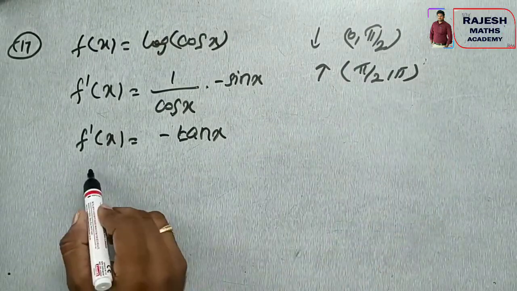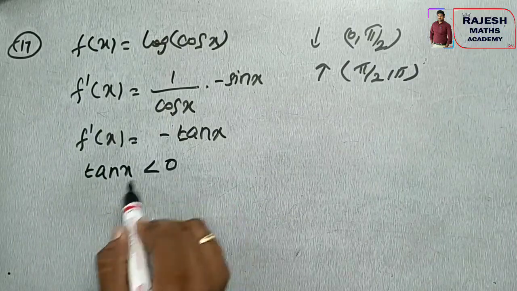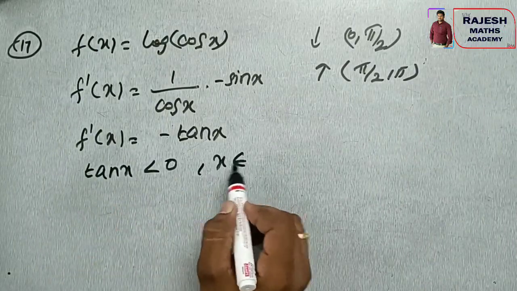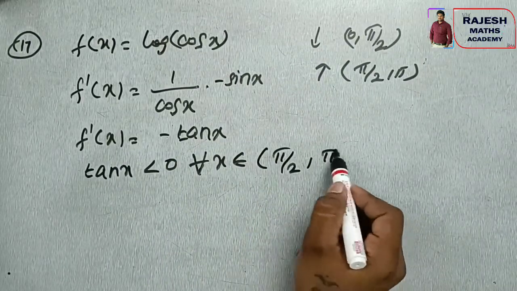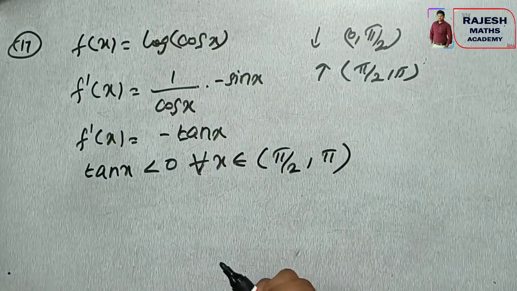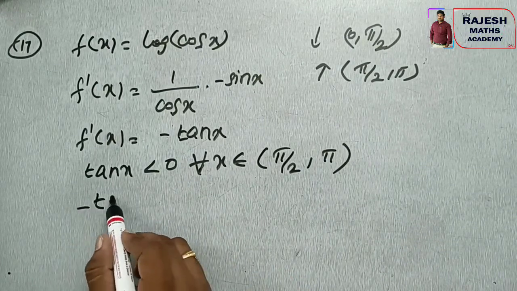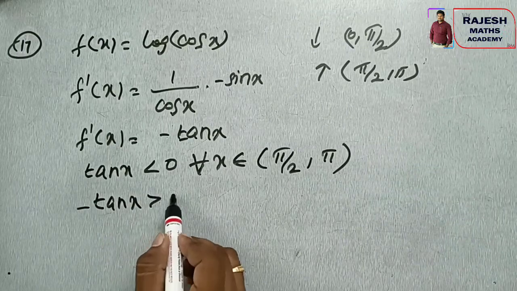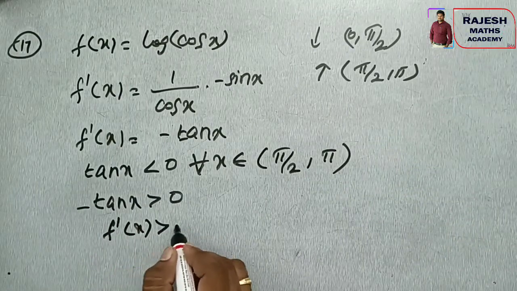Pi by 2 to pi. So clearly we know that tan x is negative in the second quadrant. That is, for all x belonging to the second quadrant, the open interval pi by 2 to pi, tan x is negative. So multiplying by minus, we will get greater than 0. The inequality will reverse: greater than 0, whose value is nothing but f dash of x greater than 0.